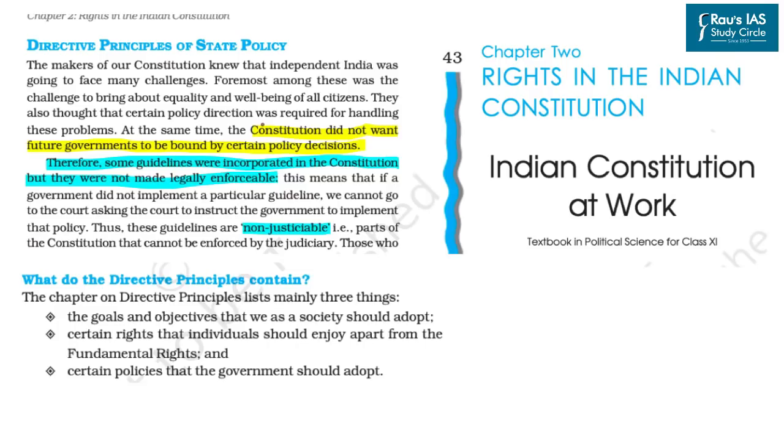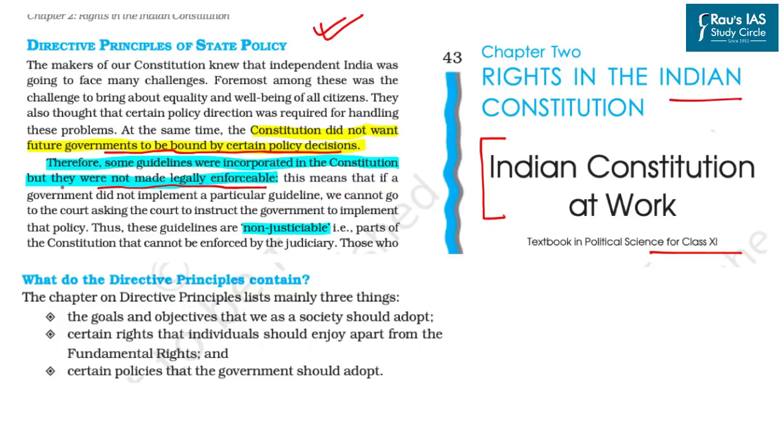Now, this is a very basic concept with respect to directive principles of state policy, including its justiciability. And this aspect has been covered in the NCERT book of political science, namely Indian Constitution at Work, which is a textbook for political science for class 11. And under chapter 2, under rights in the Indian Constitution, it mentions directive principles of state policies. And it says that the constitution framers did not want future governments to be bound by certain policy decisions. Therefore, some guidelines were incorporated in the constitution, but they were not made legally enforceable.